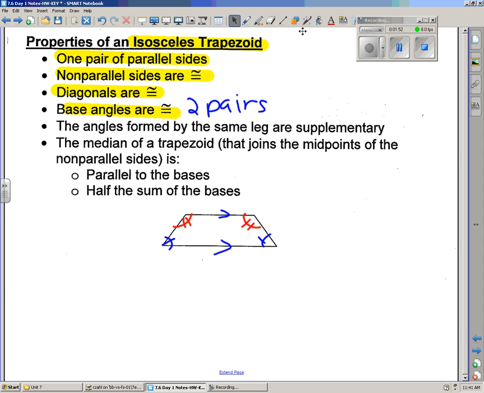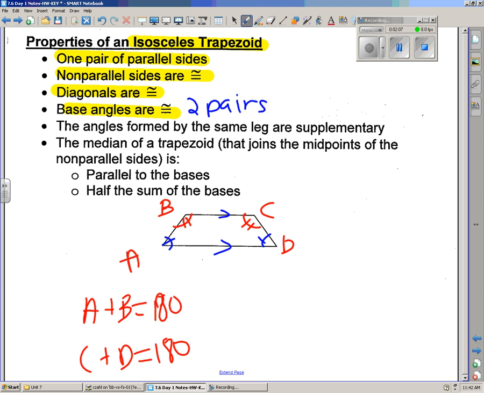The angles formed by the same leg are supplementary. So if we had this like A, B, C, and D, then A plus B equals 180 at the same time that C plus D does. Again, we are still in a quadrilateral, and quadrilateral angles always add to 360. So let's just highlight this: the angles formed by the same leg are supplementary.